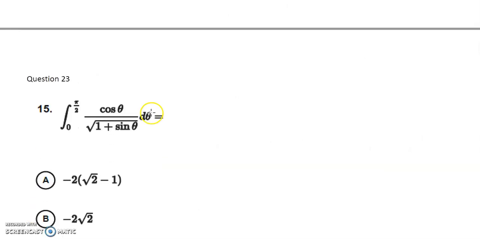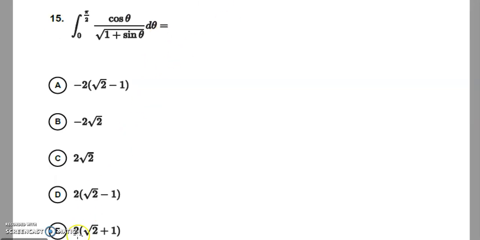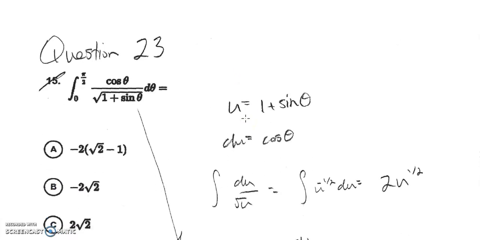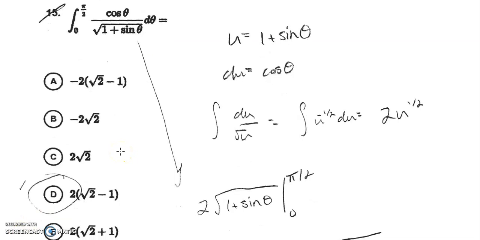All right, got to speed up because we're running out of time. All right, so last one is there. Hit pause, give it a shot. Okay, here comes your answer, and I will squeeze it into my 2 minutes here. All right, so my u is the thing in the root in the bottom, 1 plus sine theta. Du is cosine theta. That's convenient. There's no coefficient work. Sorry, the answer is D. I guess I should have said that.